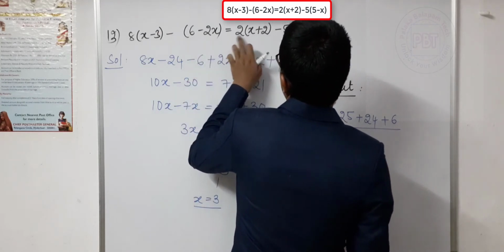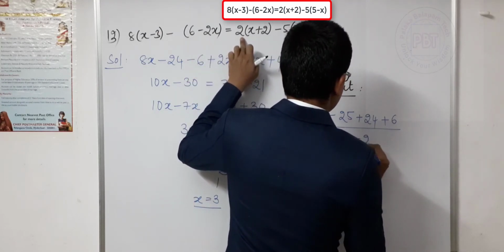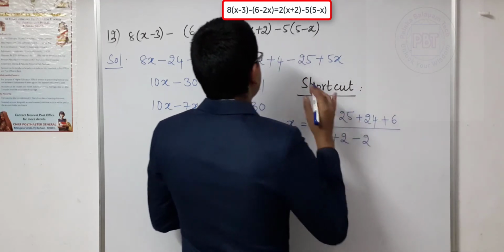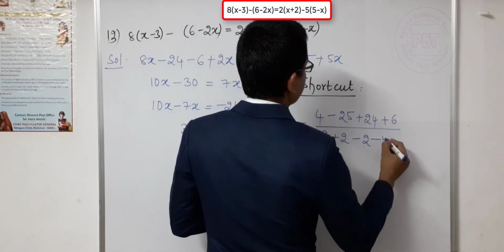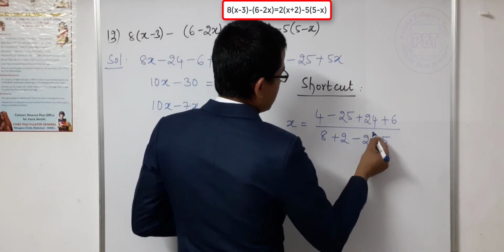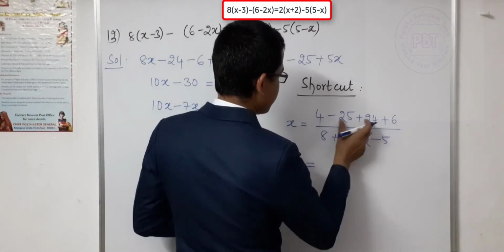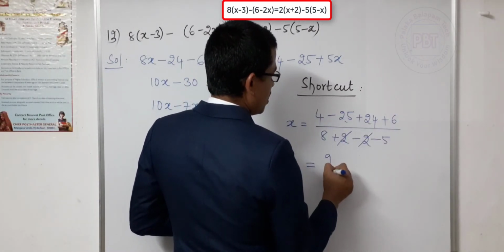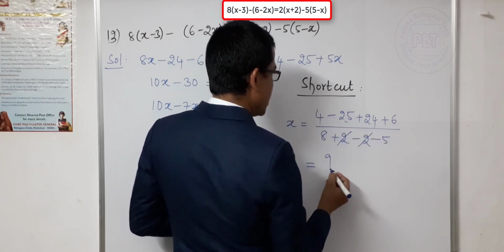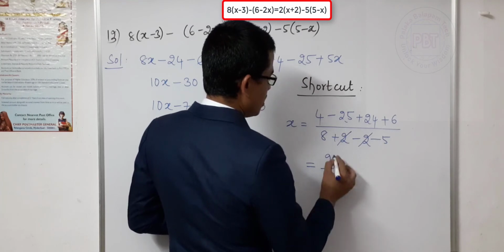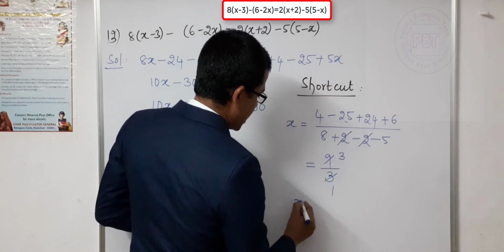And here 2x plus 2x becomes minus 2x. So minus 2 quotient. Minus into minus plus 5x. Plus 5x becomes minus 5x. So minus 5. Okay. Now if you observe here, plus 2 minus 2 get cancelled here. Minus 1. 6 plus 4 is 10. 10 minus 1 is 9. 9 by 8 minus 5 is 3. 3 1s are 3, 3 3s are 9. Therefore the x value is 3.